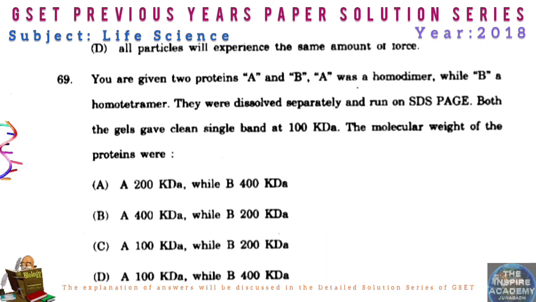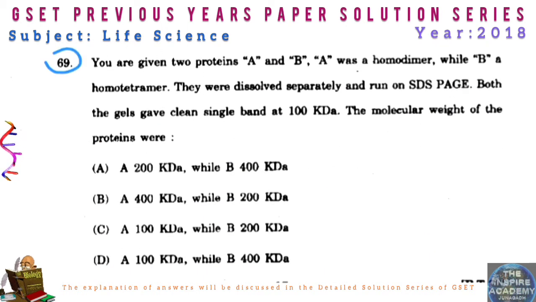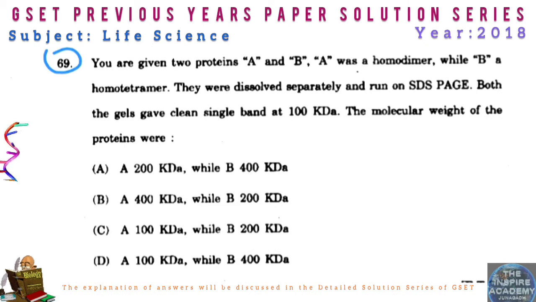Question number 69. You are given two proteins A and B. A was a homodimer while B a homotetramer. They were dissolved separately and run on SDS page. Both the gels gave clean single band at 100 kilodalton. The molecular weight of the proteins were, option A, 200 kilodalton while B was 400 kilodalton.